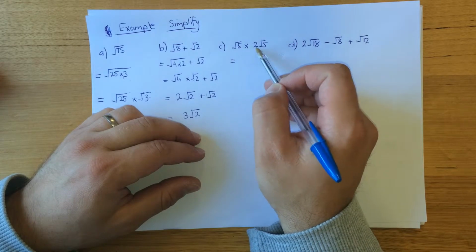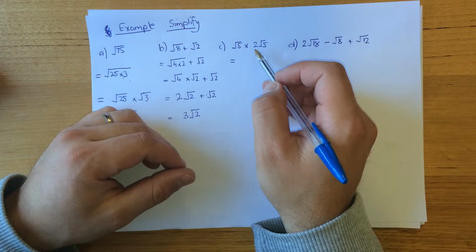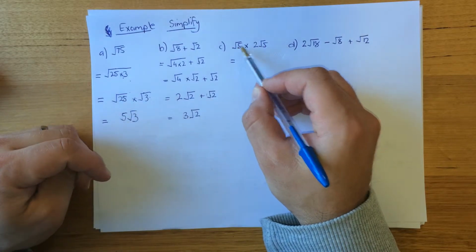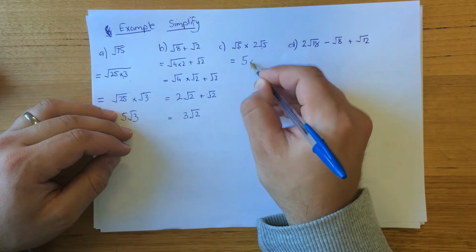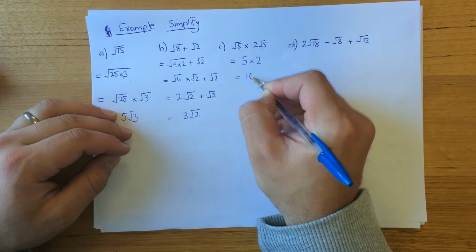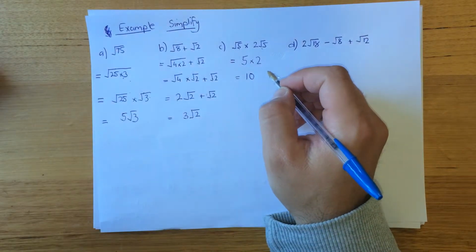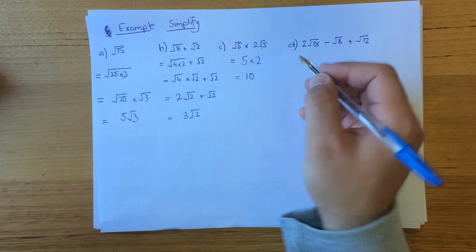Okay, the next one, C. Square root of 5 times 2 times square root of 5. This one is actually pretty easy. This is all getting times. So square root of 5 times square root of 5 is 5, and then we're timesing by 2, so pretty cinched that one. Gets a little bit harder with the next one.